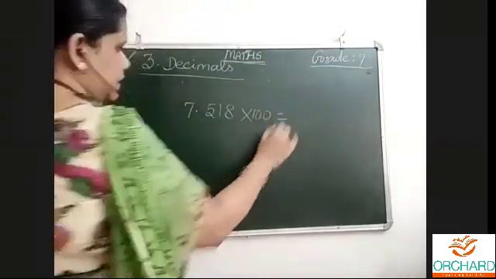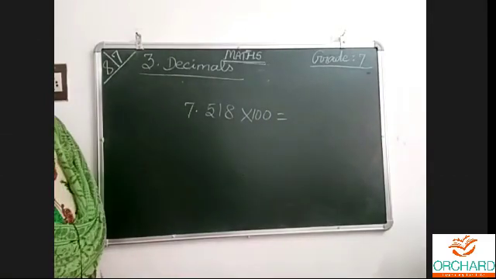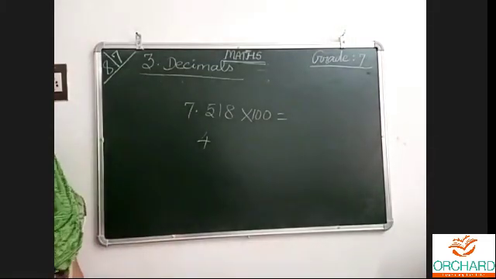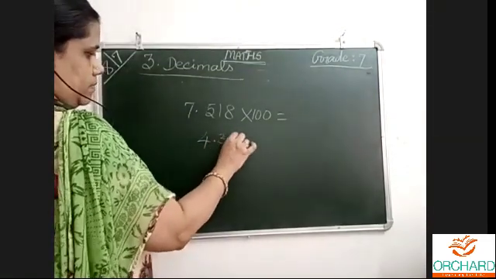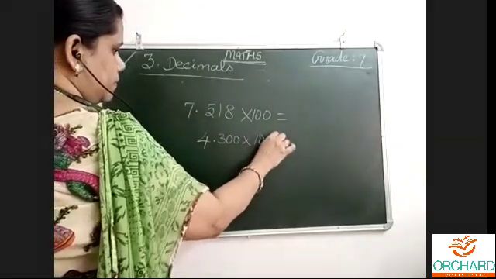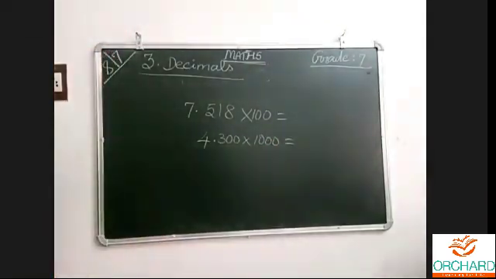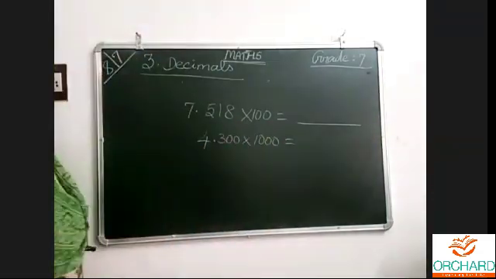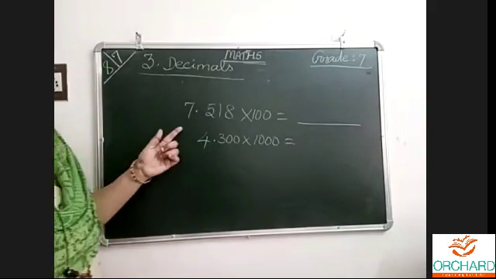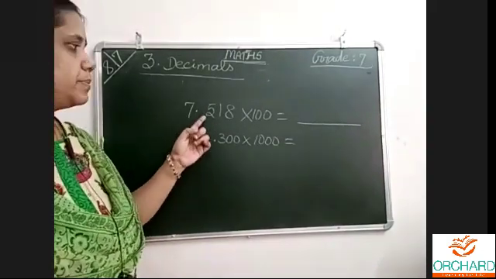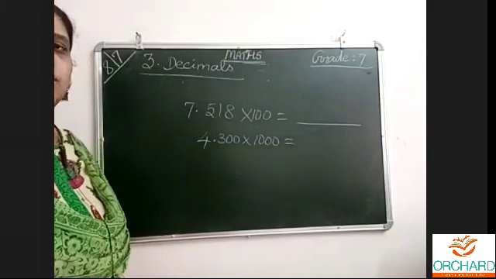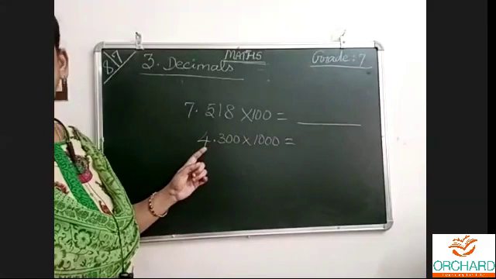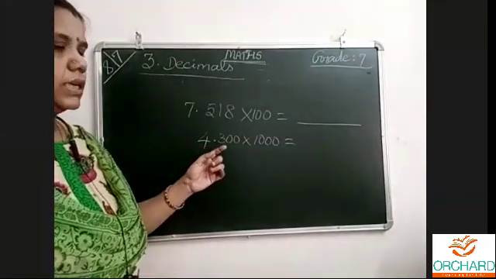Now you will type this, see. Now you will type this. Type the answer for this. 7.518. After the point you should read the digits separately. Shouldn't say 518. 7.518. 4.300.